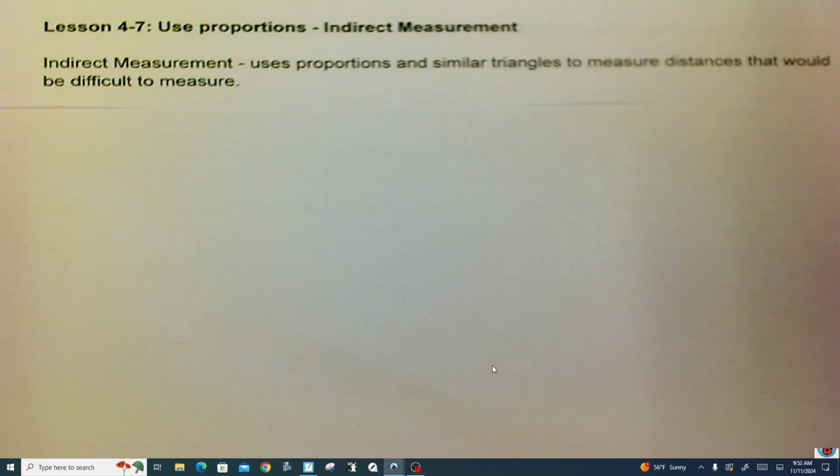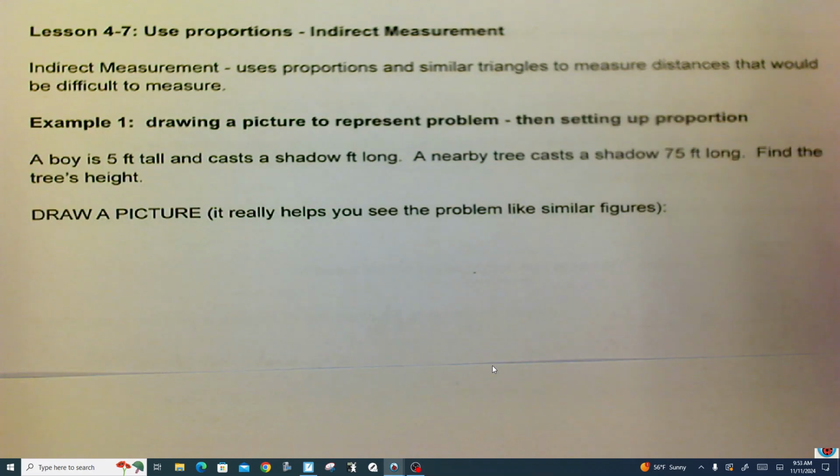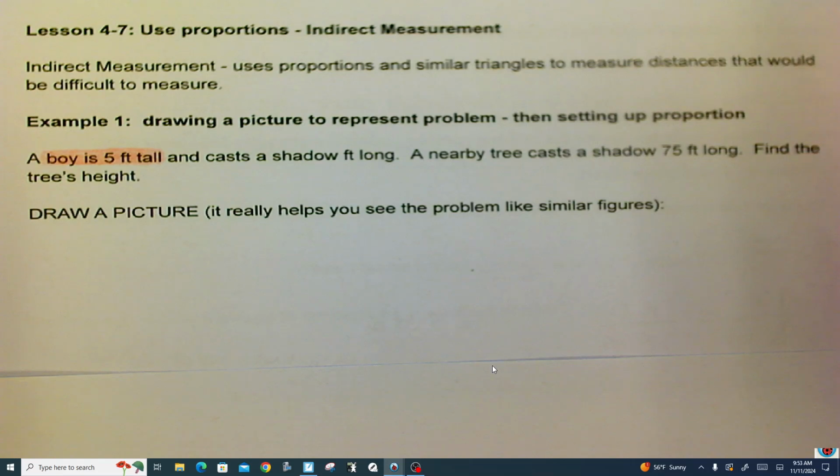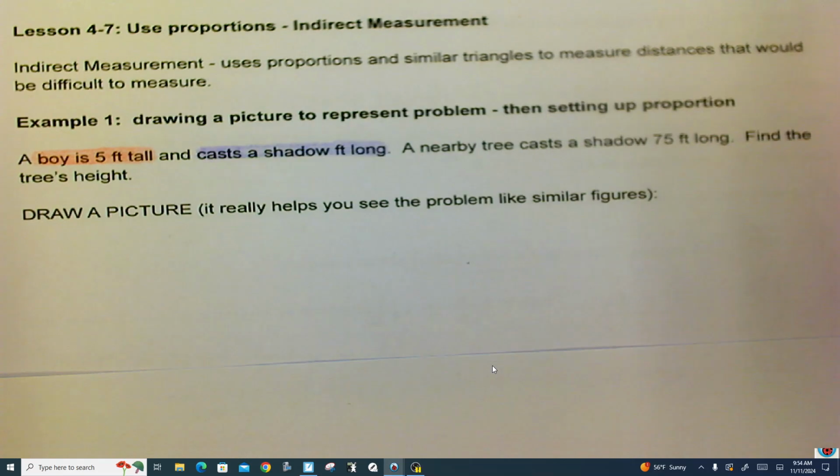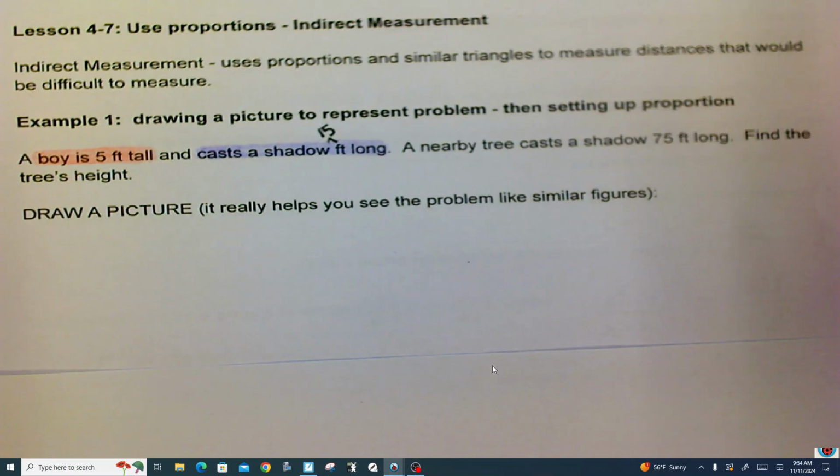So let's take a look at example 1. I really recommend that you draw a picture to represent this situation. So a boy is 5 feet tall and casts a shadow that is so many feet long. Well, that's a typo, so we need to go immediately and say, hey, it's 15 feet long. So let's go draw the boy and the shadow, and let's make sure we do a good job labeling it too.